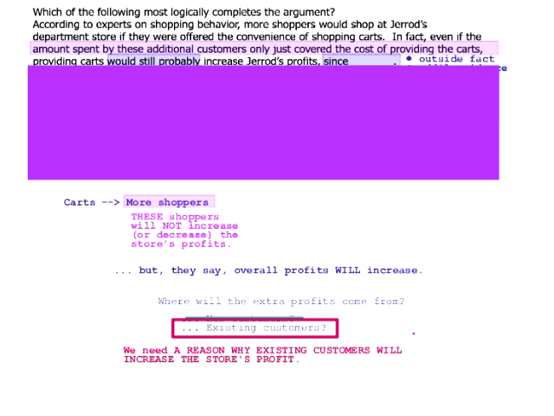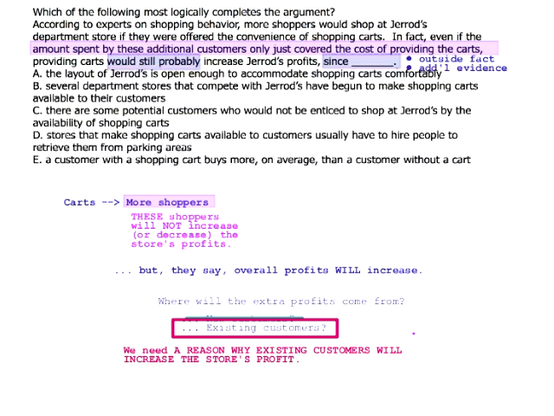So it's got to have something to do with how they shopped before. So A just says that you could actually feasibly do it. So that has nothing to do with profits. Like the aisles are not so narrow that they would block the cart. We don't care. This says other stores are doing it, but that's not relevant.